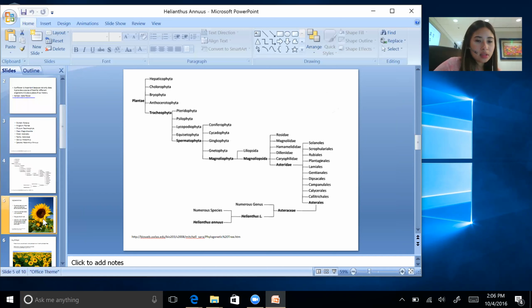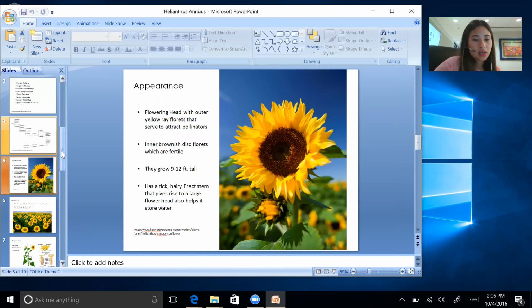And so next, we're going to talk about its appearance. The sunflower has a flowering head with outer yellow rayed florets, and these serve to attract pollinators with their colors. And the inner brownish ones are called disc florets, and those are fertile. That is what gets pollinated by the bees and the insects. They grow to 9 to 12 feet tall. It has a thick, hairy, erect stem that gives rise to a large flower head and also helps store water.